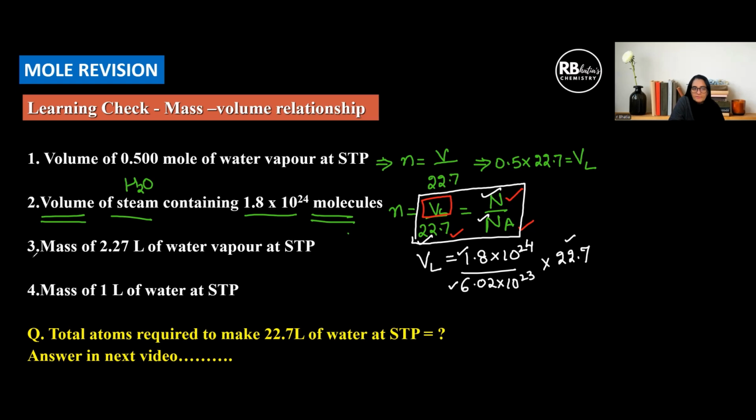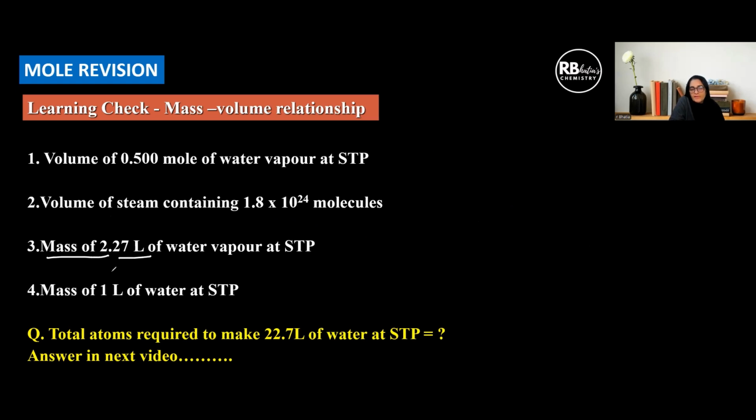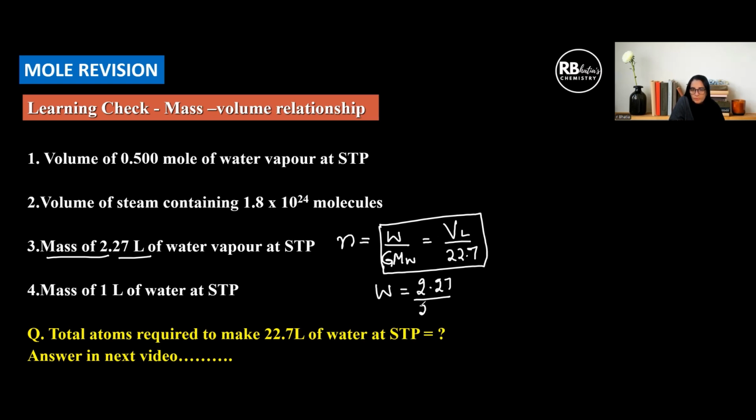The next one says mass of 2.27 liter. This is the relation between mass and volume. Again, I take N is equal to given weight upon gram molecular weight is equal to V liter upon 22.7. So this time we are going to use this. Why? We need to calculate W. We know volume in liter, we know 22.7, and we know the gram molecular mass of water is 18. Solve this and you get your answer as 1.8 gram.